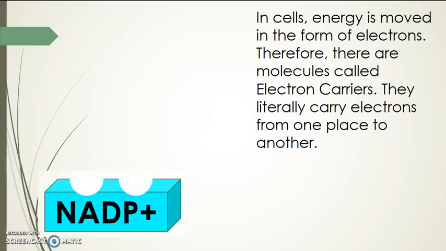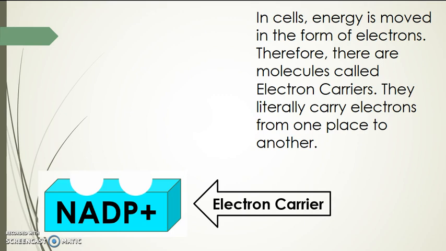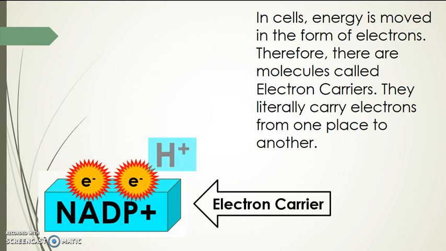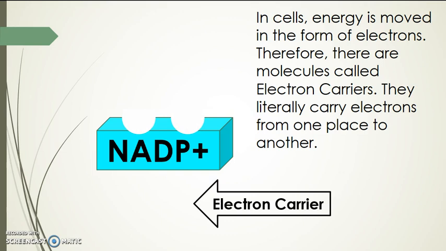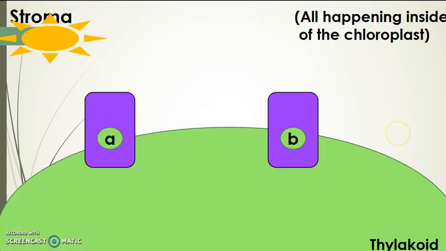So in the light reaction of photosynthesis, there's this molecule called NADP+, which is the final electron acceptor of the light reaction. So this NADP+ is an electron carrier that at the end of the light reaction gains the electrons and also gains a hydrogen. So right here, this is a reduced electron carrier, and it will literally carry the electrons over to the stroma to be used in the Calvin cycle, where it will be oxidized. Okay, so let's go ahead and look at this light reaction.